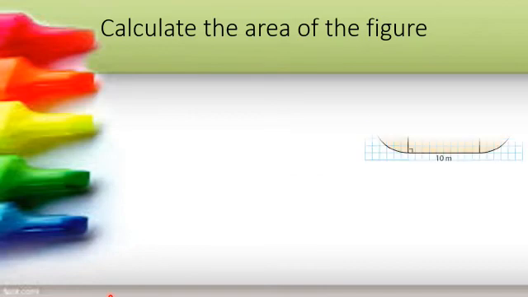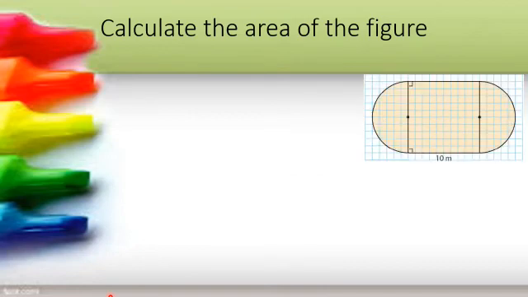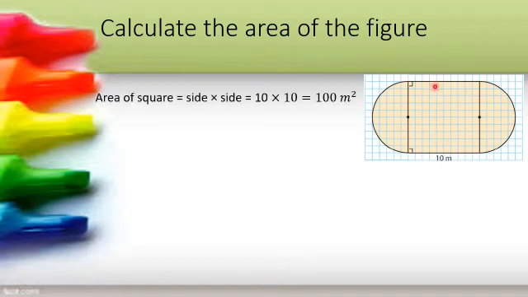Calculate the area of the figure. Given this figure, we are going to calculate its total area. First, we are going to calculate the area of the square, which is equal to side times side. The side given is equal to 10 meters. So 10 times 10 equals 100 meters squared. And here we have a semicircle. And from here we have a semicircle.